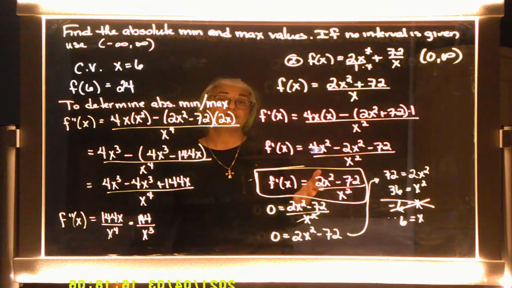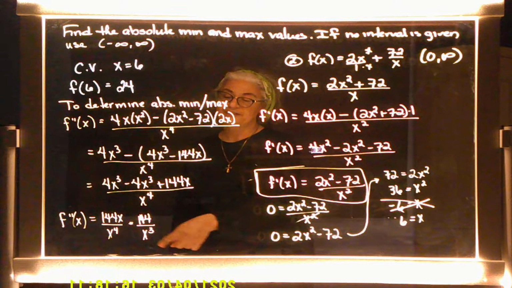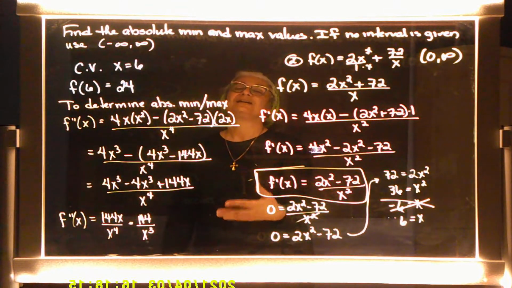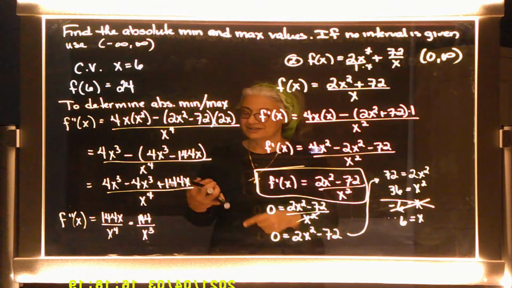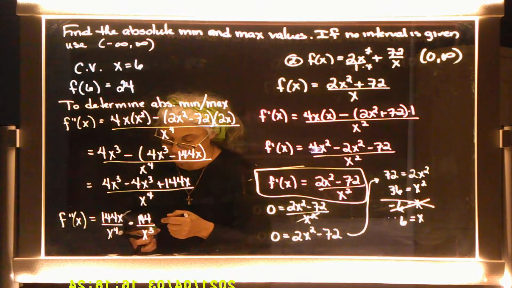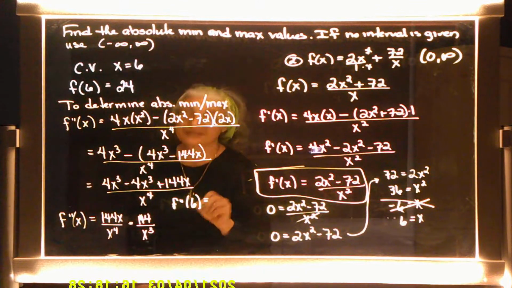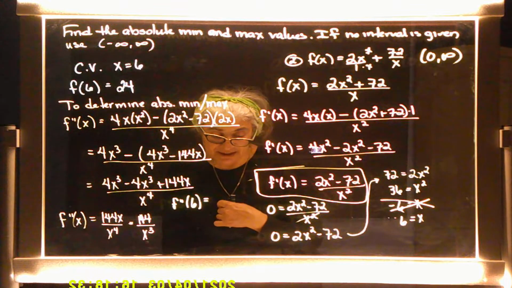No, we have to determine if it's greater than or less than 0. Okay, how am I going to determine if that's less than or greater than 0 when there's an x in there? Yeah, I know x. Good job. All right, so the second derivative evaluated at 6. You work it out. I already got my answer.